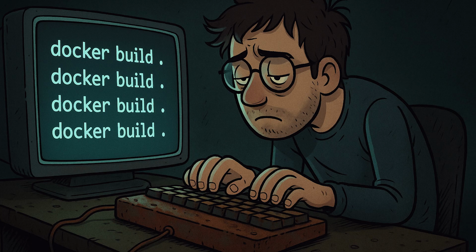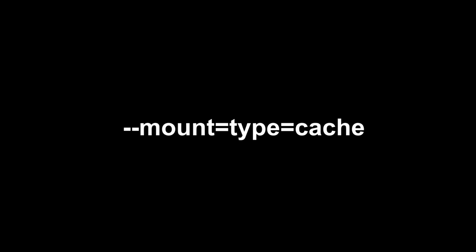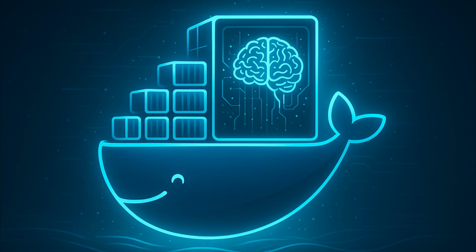Manual builds without cache. You're still typing docker build . every time. Set DOCKER_BUILDKIT=1. Start using layer caching and make your life easier. Add --mount=type=cache for package managers and build systems. It's not just faster, it's smarter.